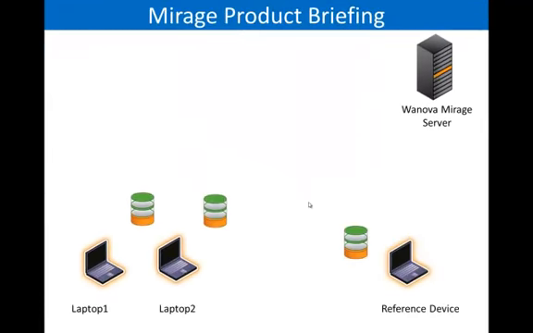So here we've got the same two laptops with their CVD images. We've got the Wanova Mirage server. We've now got this reference device down the bottom right. And this is basically our gold image.